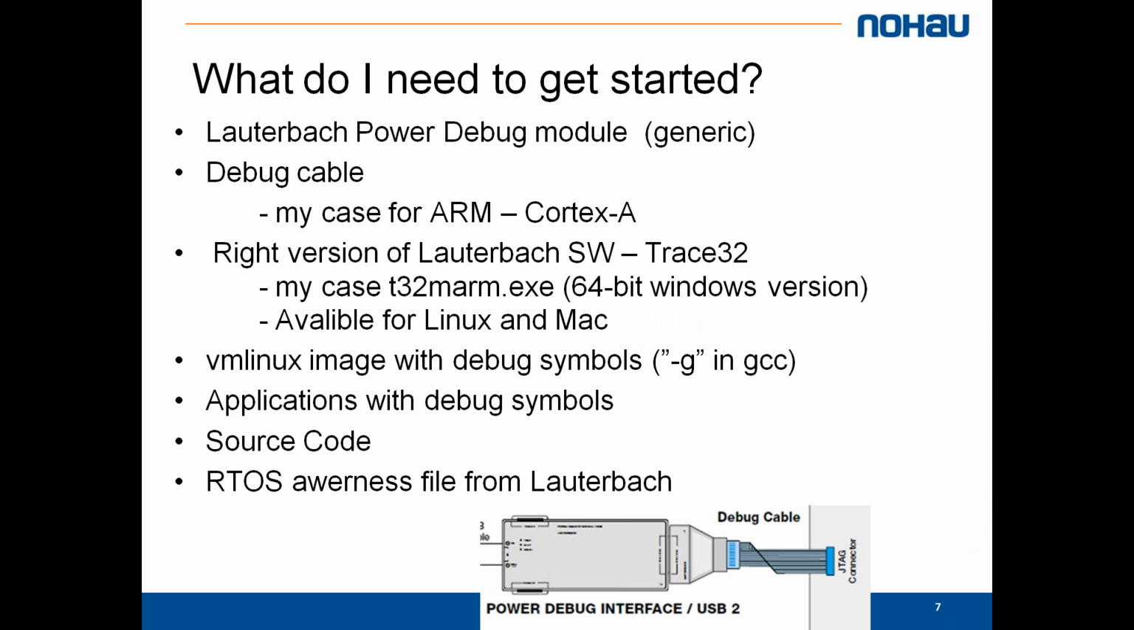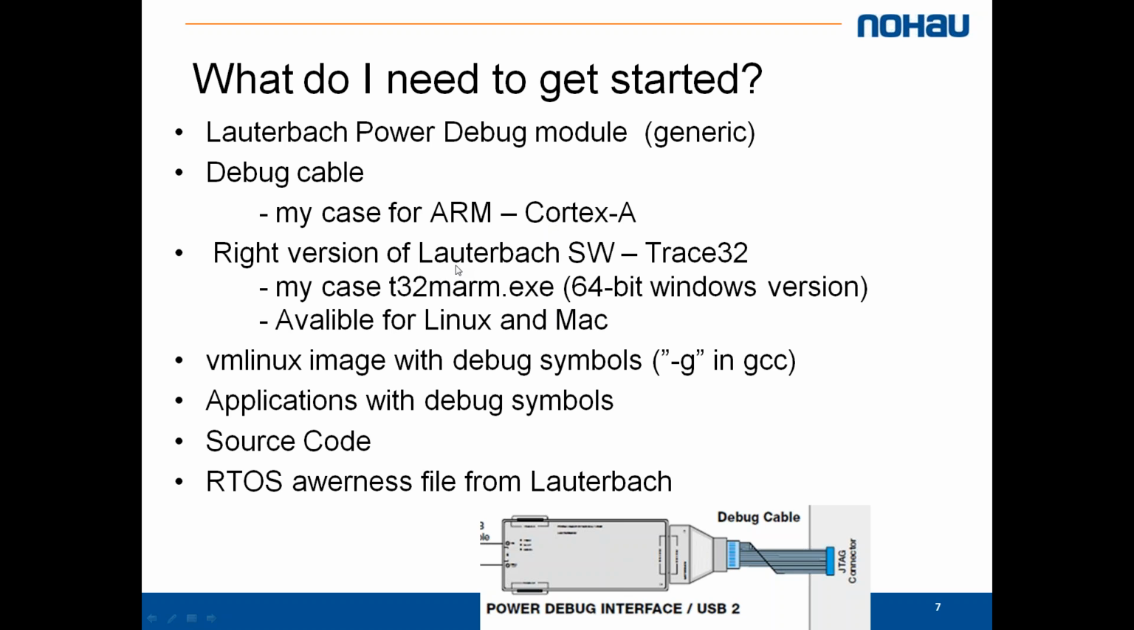So what do I need to get started? First of all, you need the Lauterbach Power Debug module, which is this one. This is generic, which means that it works for every architecture, no matter if it's ARM or PowerPC or whatever you might use. You need a debug cable, which connects the Power Debug module to the target via a connector. In my case, I need a debug cable for ARM, and I need to have the license for Cortex A, because this is the kernel I will debug today.